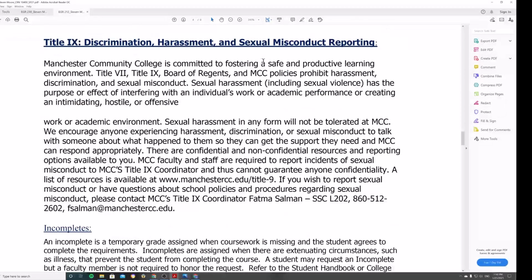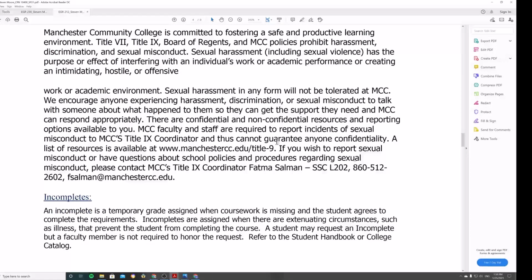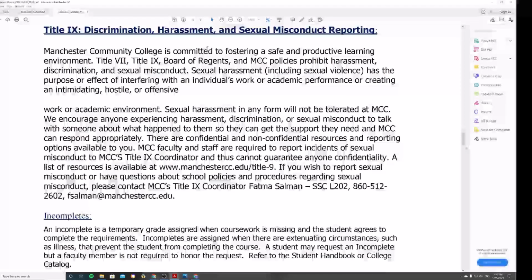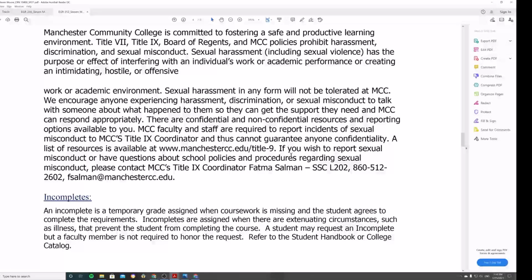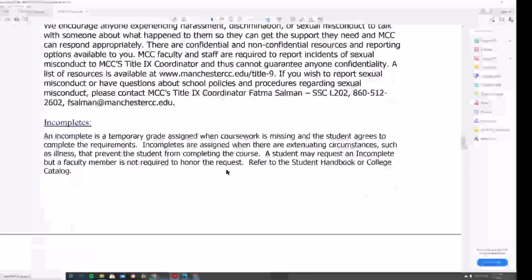Okay. Discrimination, harassment, sexual misconduct reporting. If there's any issue related to these areas, you can always contact our academic dean, and she's also the Title IX coordinator.